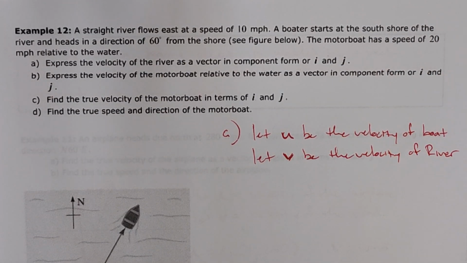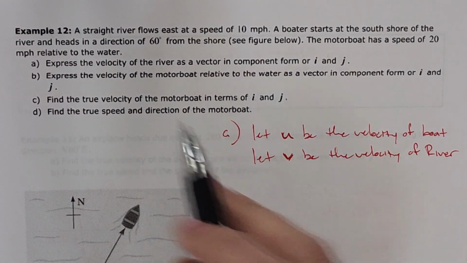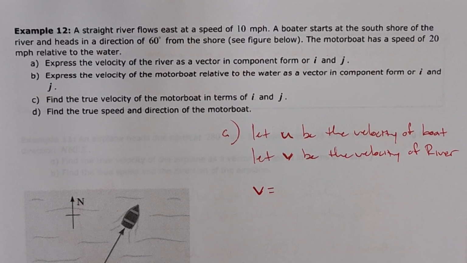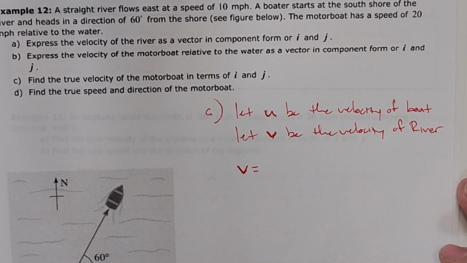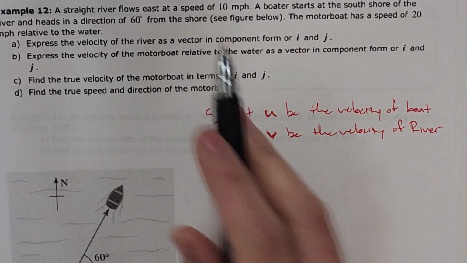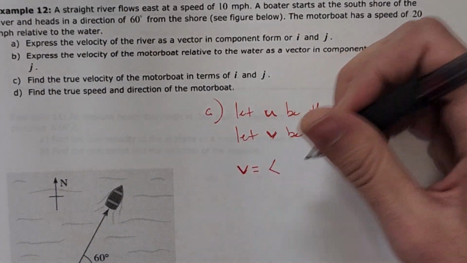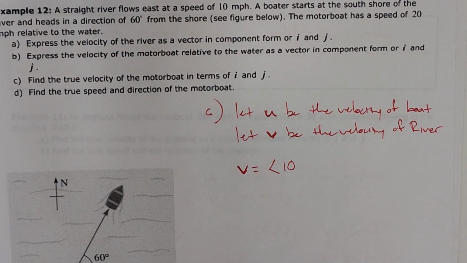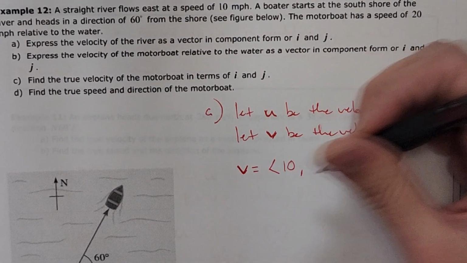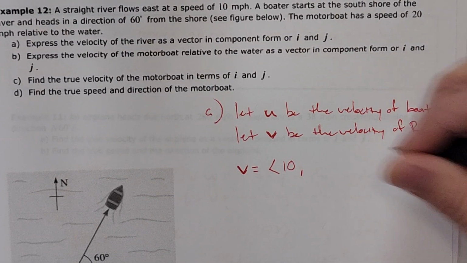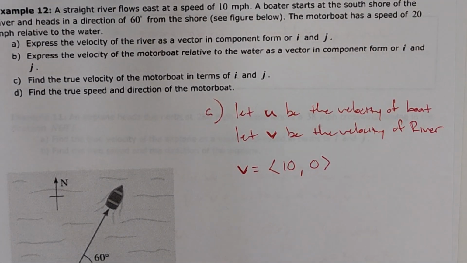Okay. All right, so finding the velocity of the river is the vector V. Once we've defined our variables, we can go ahead and find that. So we know that the river is flowing east at a speed of 10 miles per hour. And so therefore, there is a horizontal component of 10 miles per hour in the positive direction because we're flowing east. And then because it's due east, there's no vertical component. It's just 0. And so the vector V, the velocity of the river, is 10, 0, or 10i using the unit vector.